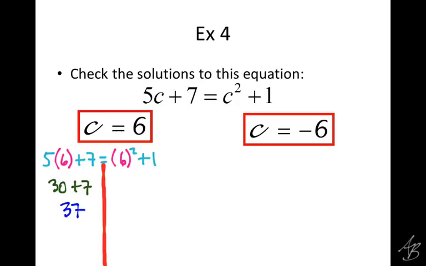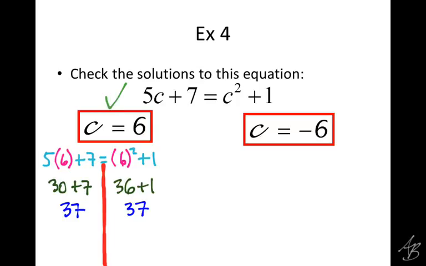37. On the right side, we have an exponent and we have addition. Which one of those should we do first? Exponent. What's 6 squared? 6 times 6, which is 36 plus 1, and 36 plus 1 is 37. So what does that mean? That means that 6 is a solution to this equation, right? So we're going to put a check mark there.